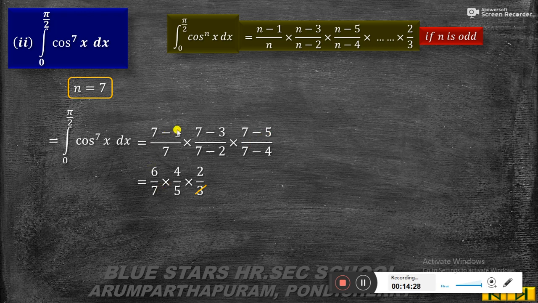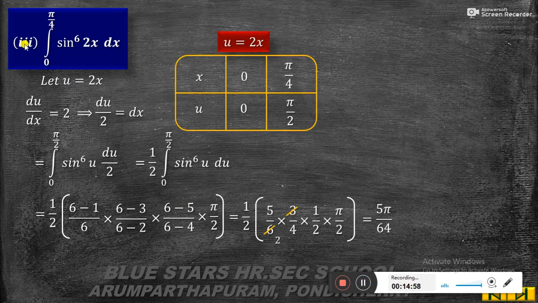Therefore 7 minus 1 means 6, 6 by 7 into 7 minus 3, 4 by 7 minus 2, 5, 4 by 5 into 7 minus 5 means 2 by 3. So you cancel this: 3 divides 6 means 2. In the next step, 3 and 6 are cancelled. Therefore 4 2s are 8, 8 2s are 16, 16 by 5 7s are 35, 16 by 35. This is our answer for the second subdivision.